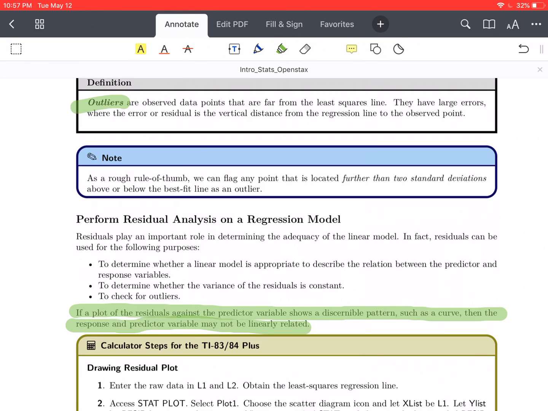If a plot of the residuals against the predictor variable shows a discernible pattern, such as a curve, then the response and predictor variable may not be linearly related. So this is one thing we're going to use residuals for: to check whether a linear relationship is actually the best way to describe these two variables. Maybe there's no relationship, or maybe there's a better way of describing it using a curve or something that's not linear.